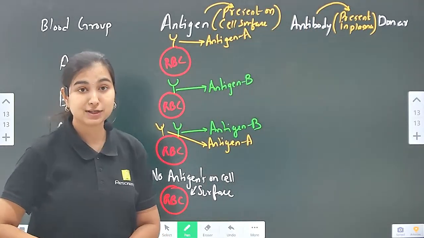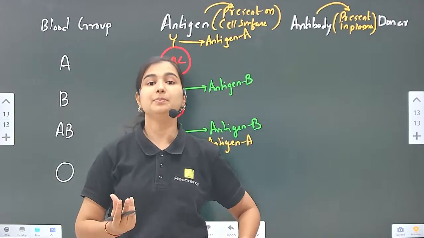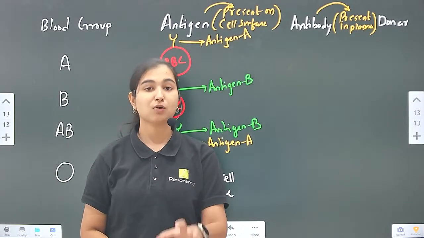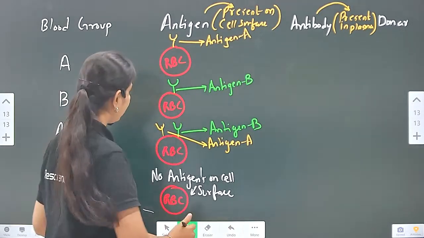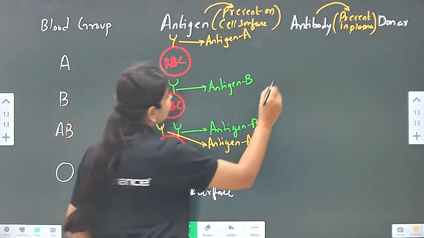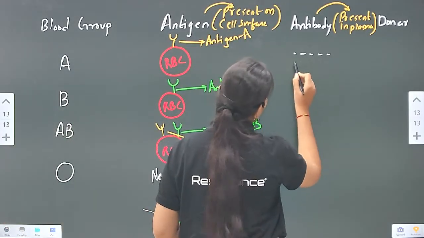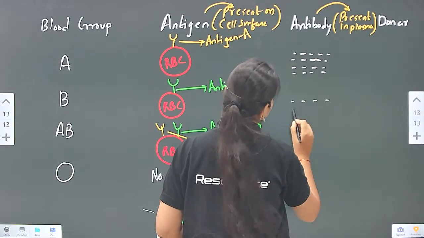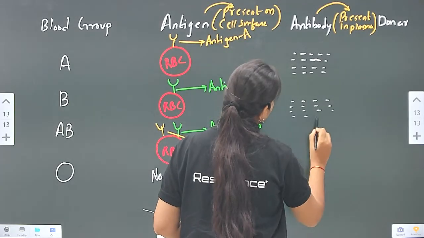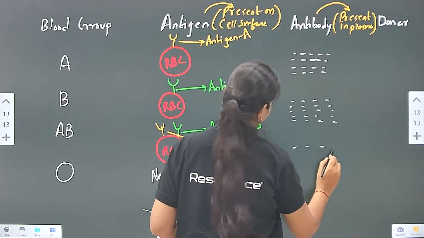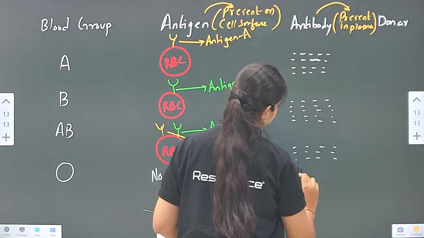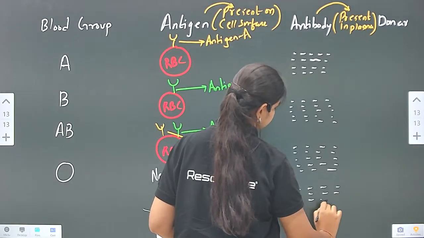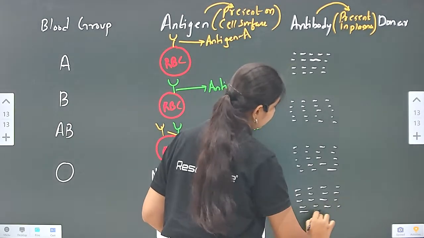Yesterday I told you what exactly plasma is. The plasma is the fluid medium; the fluid component of the blood is called the plasma. Now let us consider this is the plasma, students.